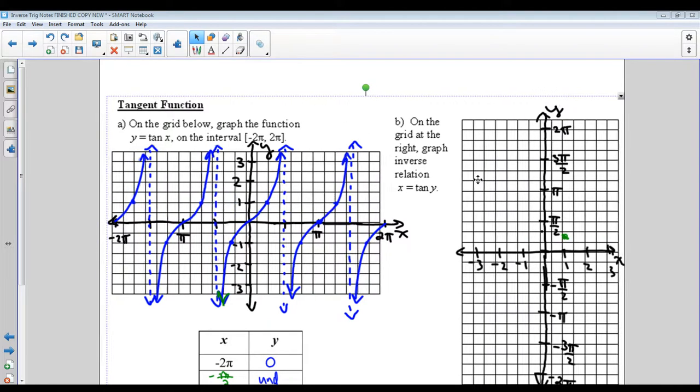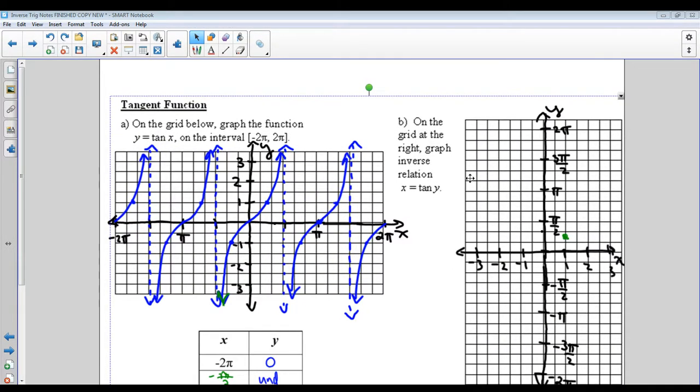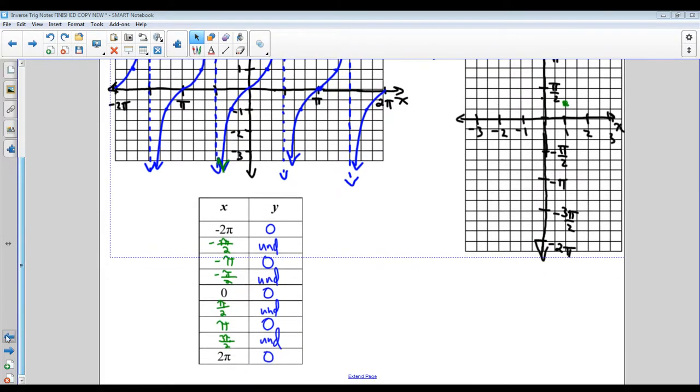All right, so there, let's see. Oh, I guess that's a little off. That's okay. So that's what I'm looking at right now. We have our tangent function. We see where the tangent is undefined. We see where the tangent is 0. Hopefully you have that in your table of values.